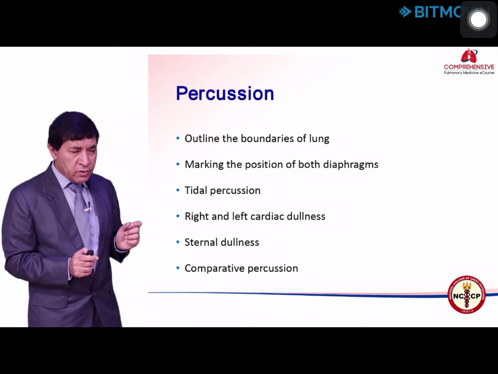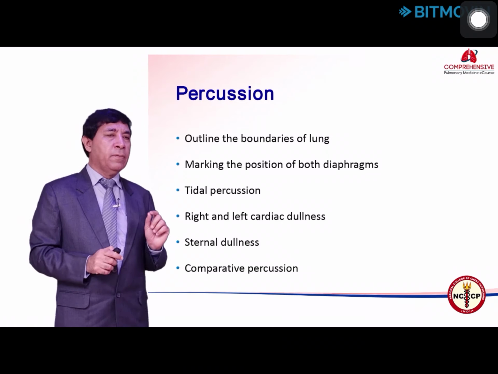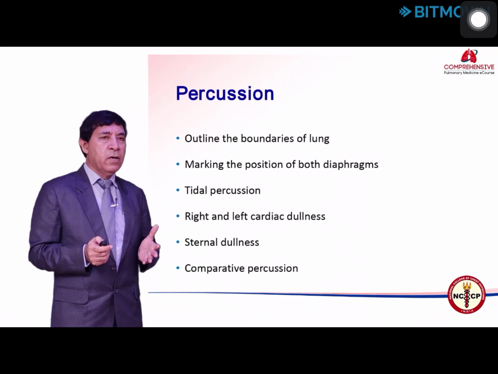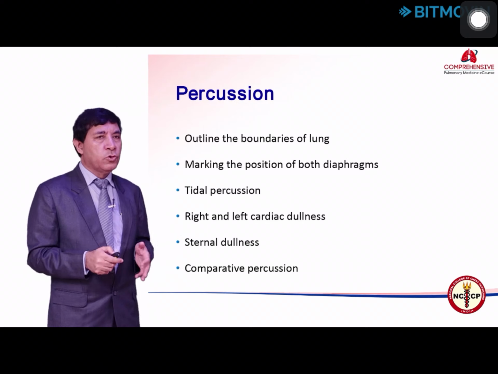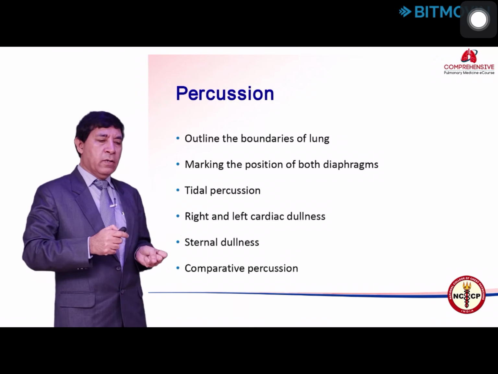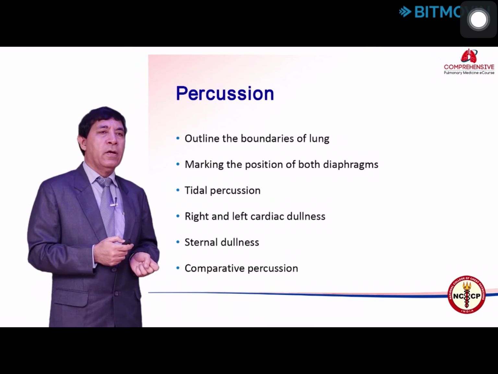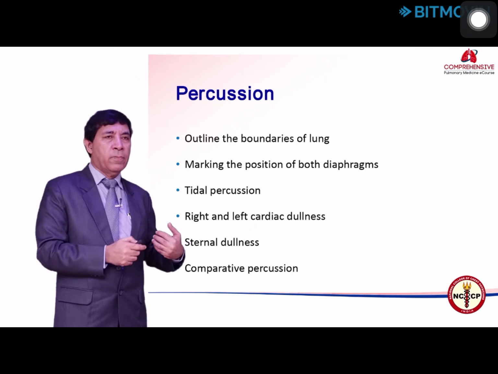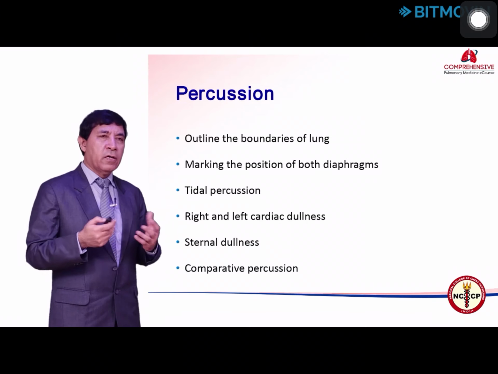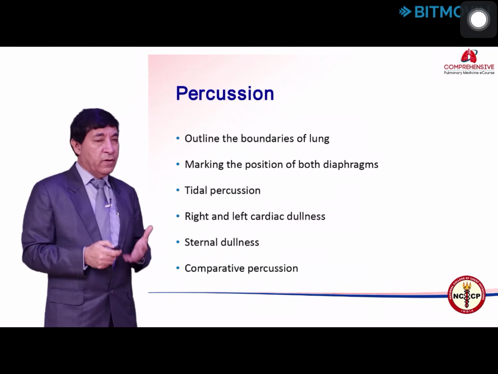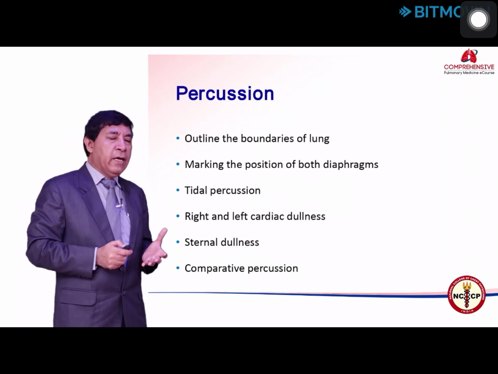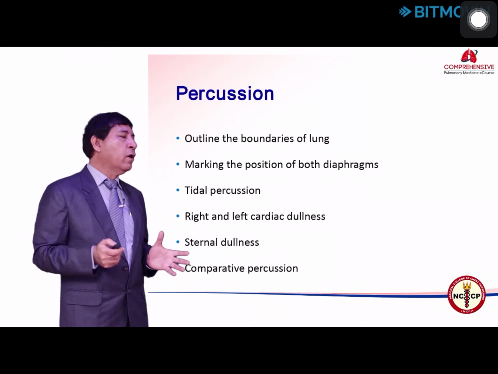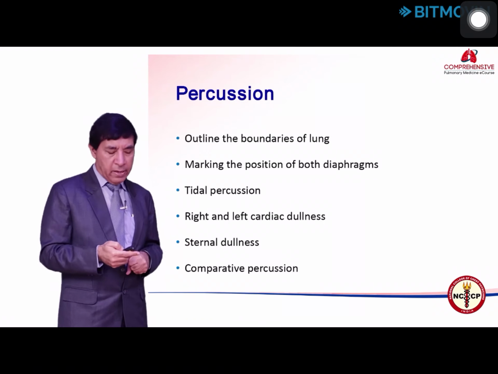Now, sternal dullness is another very important part of percussion. Normally, behind the sternum is the heart. So, the sternal percussion is usually dull, and if there is a disease on the left side and the heart is shifted to the left side, the right heart border almost goes to the left sternal border, then the sternal percussion becomes resonant. So, presence of resonance over the sternum usually indicates that there is a gross leftward shift of the heart. So, after doing all these things, then you go for the comparative percussion.